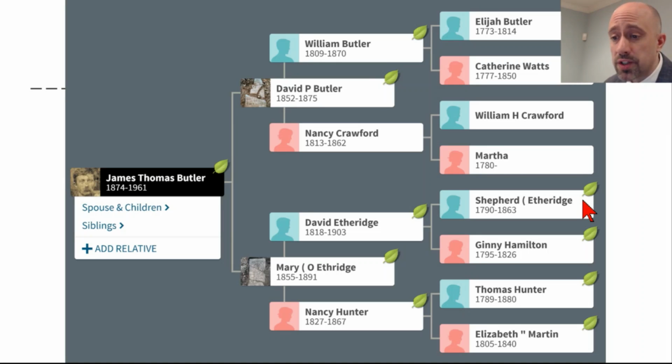So, to make a long story short, we got to the bottom of it, and we found out that Mary Octavia Etheridge was Minnie O. Butler, and with some traditional paper trail research, we've completely demolished this brick wall, and there's still a lot I'd like to learn. I'd like to know why her husband David died when he was 22 years old.